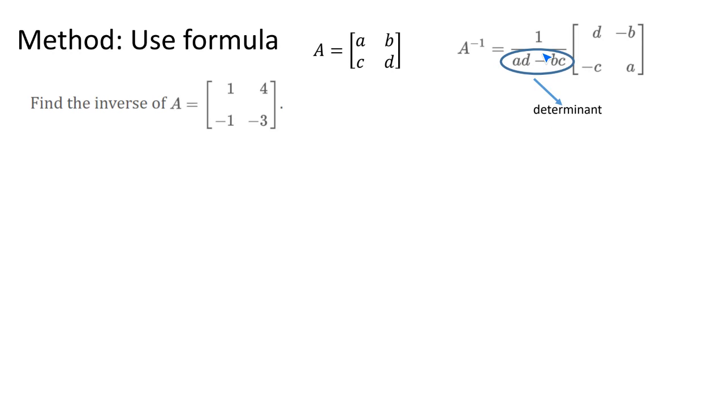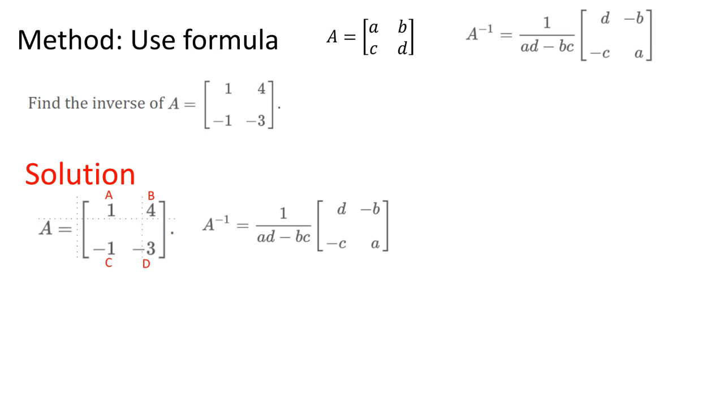So what that means is that you would have no inverse. Okay. So let's try the example. So here we have A is our matrix. If it helps, you can label these. You don't have to, but if it helps, you can.